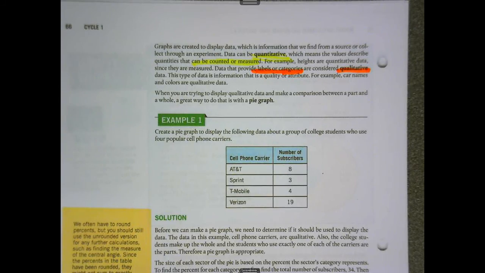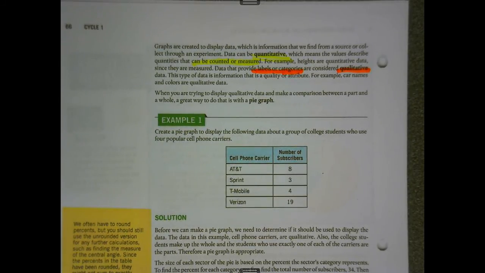The first graph we're going to make is the pie chart. We're going to study 3 of them here in this section: pie, bar, and line graphs. So let's look at a pie chart.